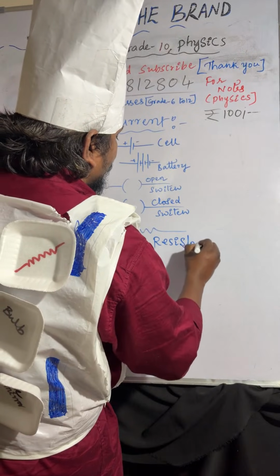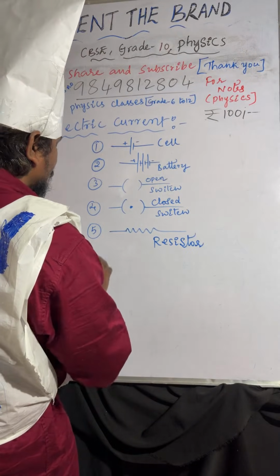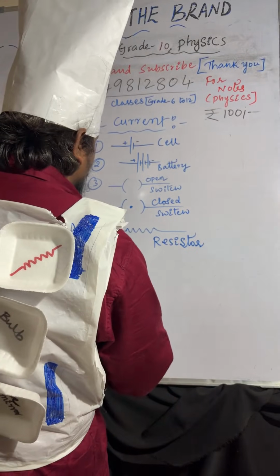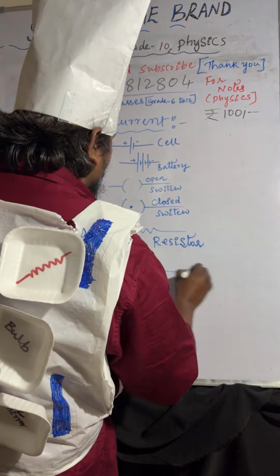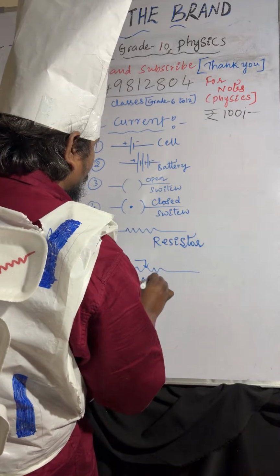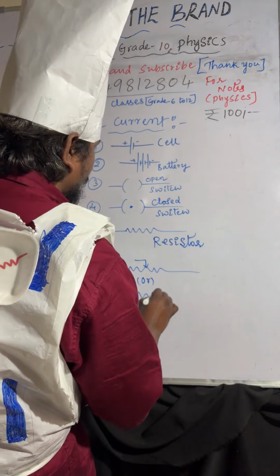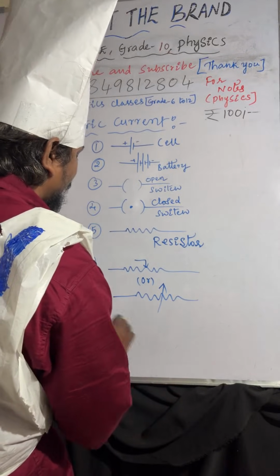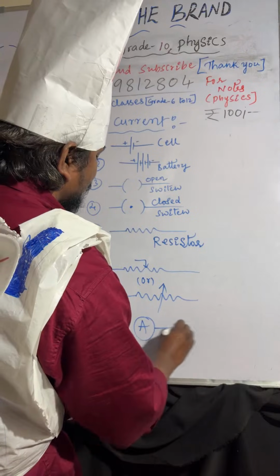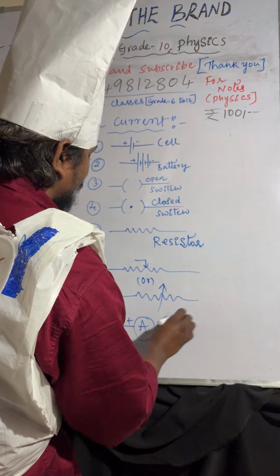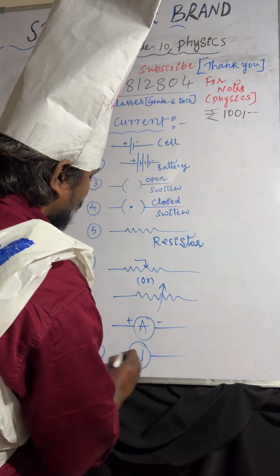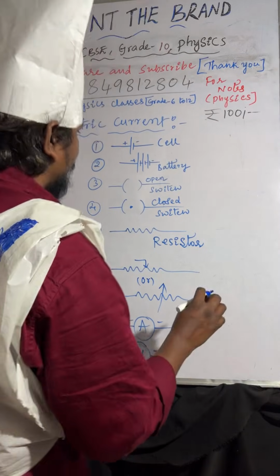Next one, rheostat. The sixth one is the rheostat, so we will discuss the rheostat. This is a rheostat. Okay, next one, the seventh one, is the ammeter. This is the ammeter, with positive terminal and negative terminal. Next one, the voltmeter, like this, with positive terminal and negative terminal.